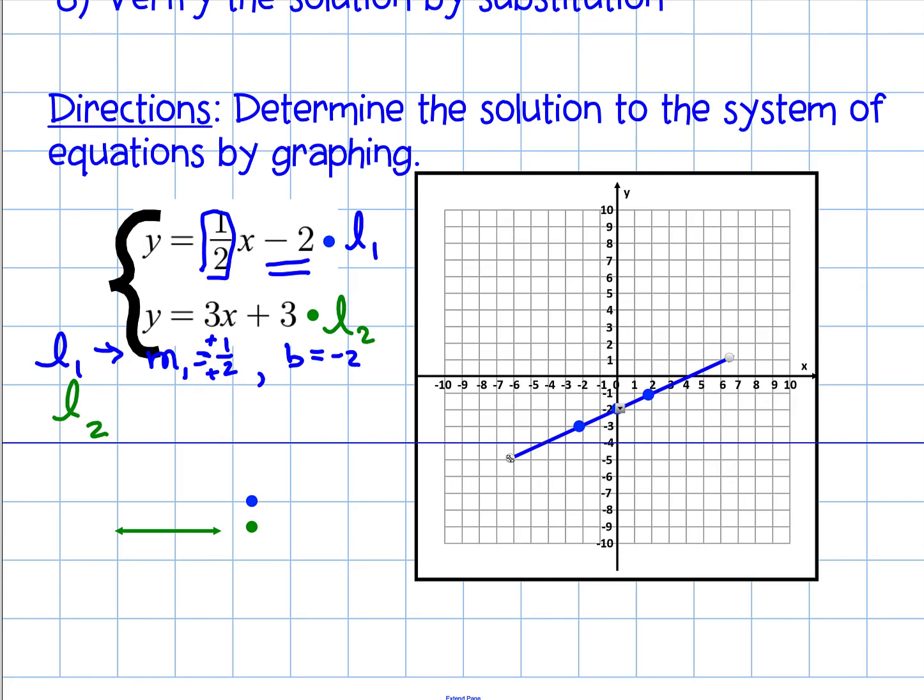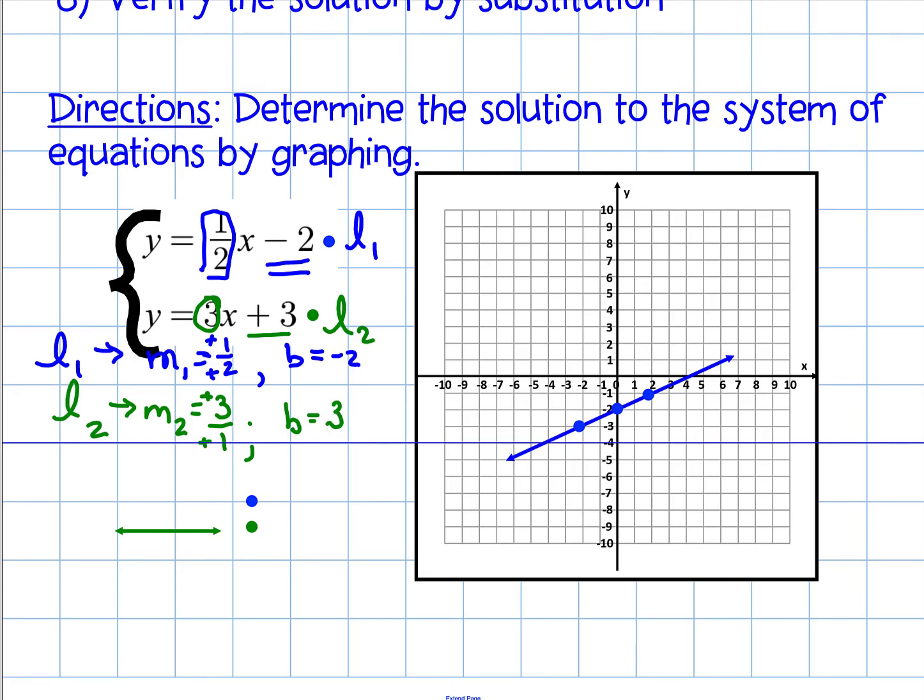Okay, so now let's go to line 2. For line 2, what is our slope? Again, we go to the coefficient of x. So my slope for the second line is +3. Remember, it has a hidden denominator of 1, and since it's positive, again, the rise and the run are either both positive or both negative. Okay, and then my y-intercept is what I'm adding or subtracting from the x term. In this case, it's +3.